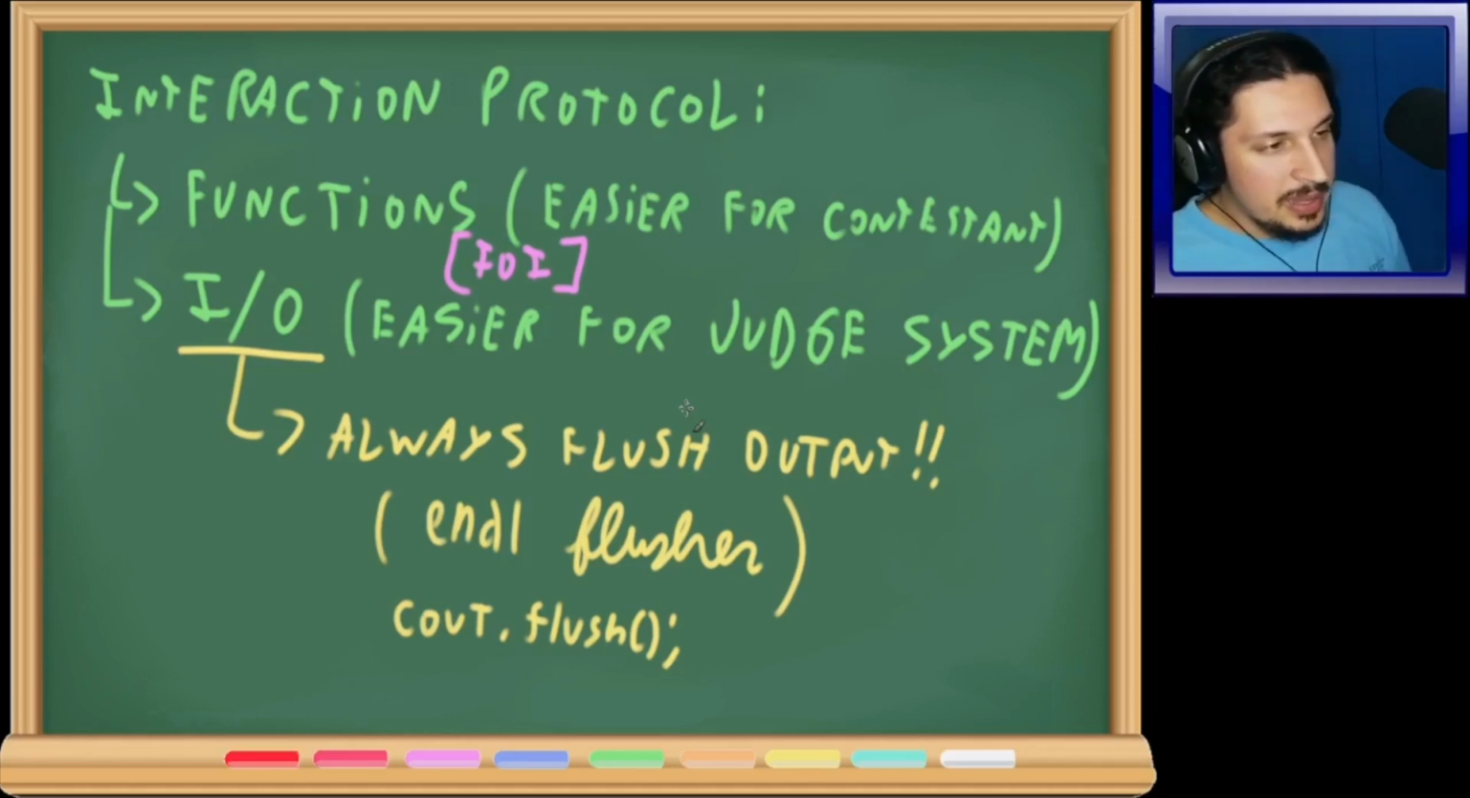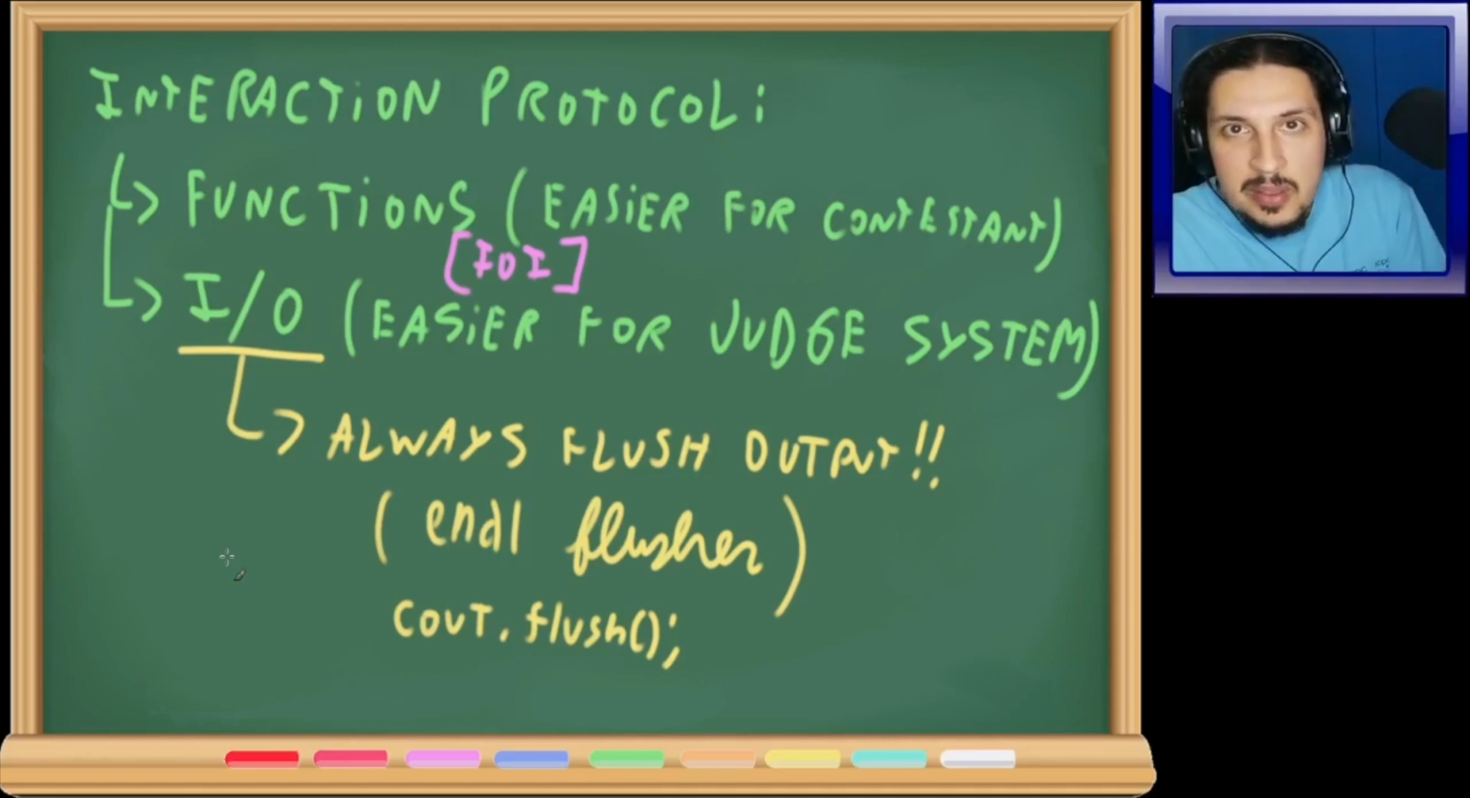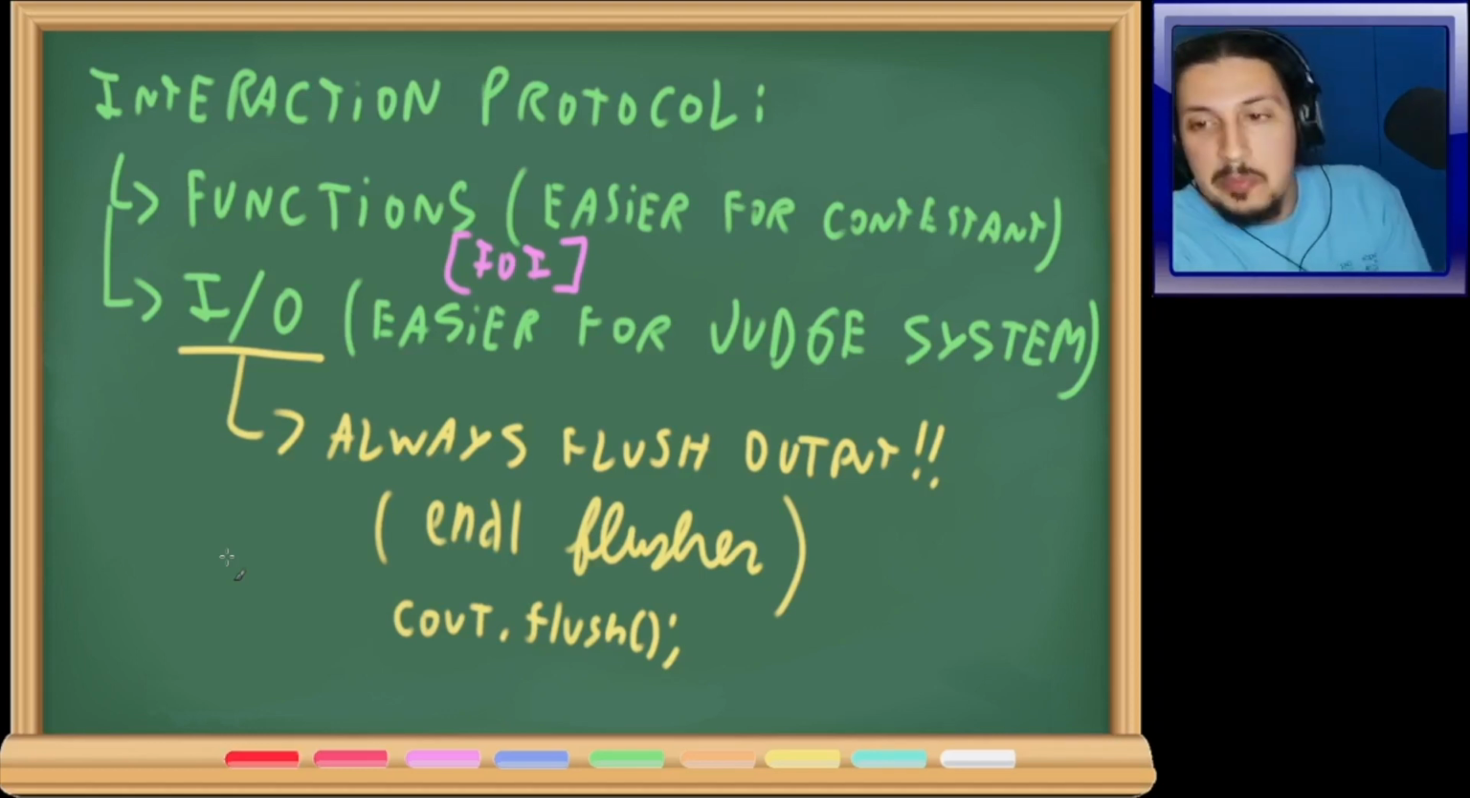But a caveat is that when you have input-output used for interaction, that means that instead of calling a function to do something, you would have to write your function call, so to speak, and the parameters in a specific way to make the query. And the judge will respond, and you'll have to read the response, and that simulates calling a function and getting the return value.